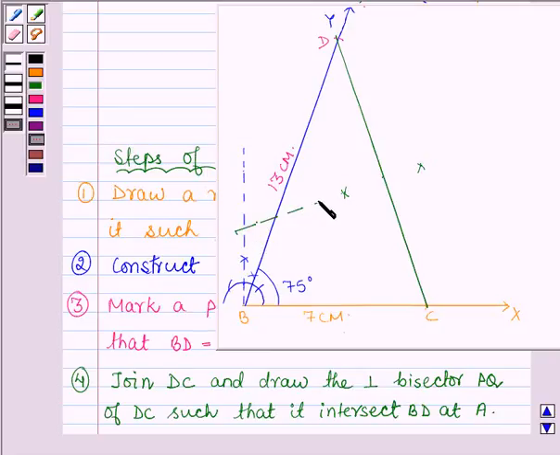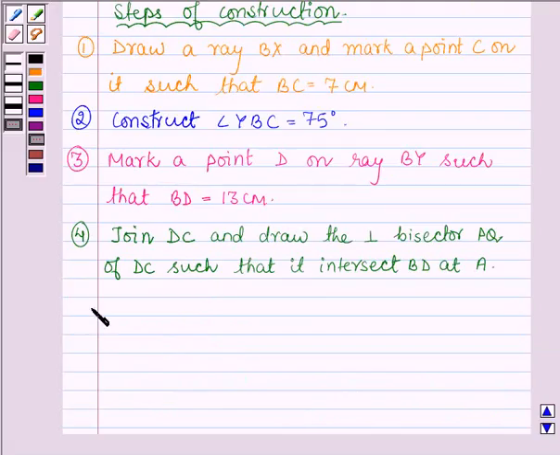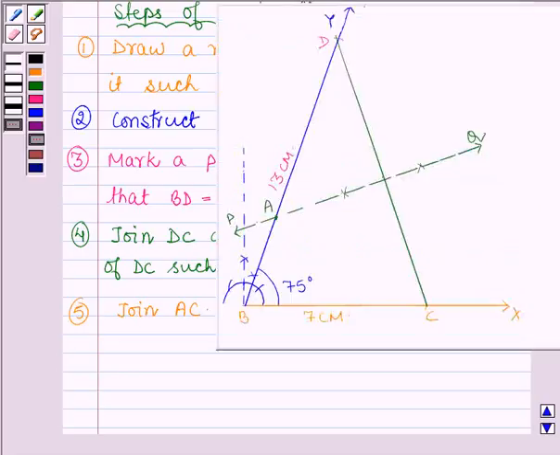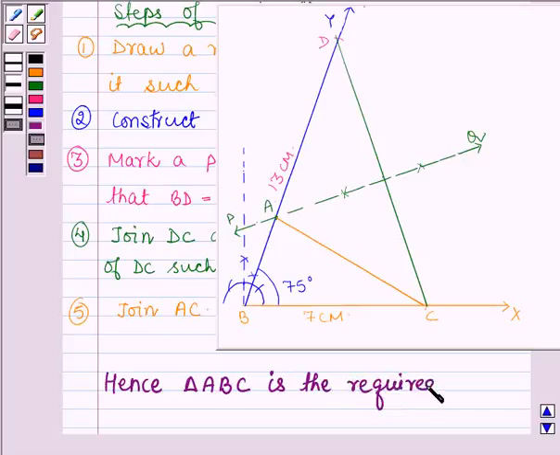So this is the perpendicular bisector PQ of line DC such that it intersects BD at a point A. In the last step, we shall join AC. And hence, triangle ABC is the required triangle.